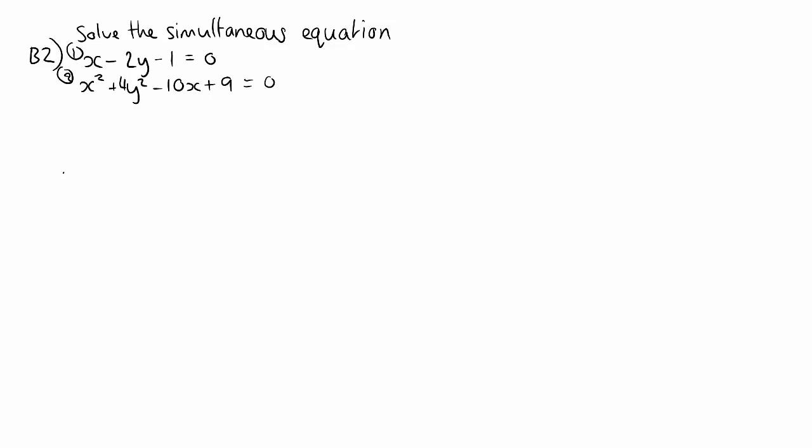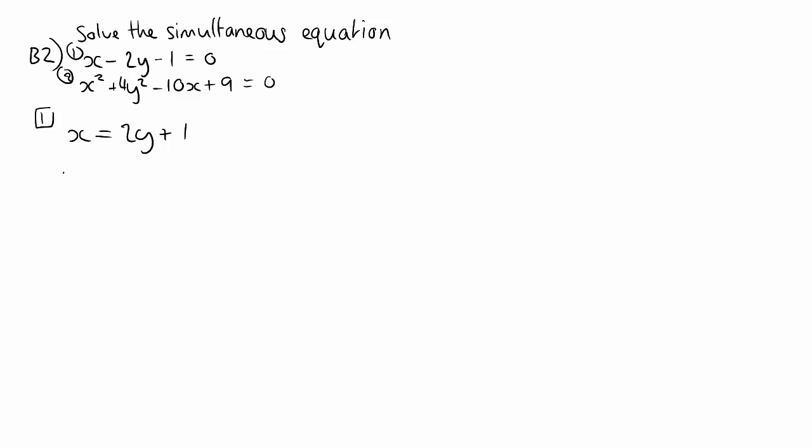Okay, so there's two ways to solve this equation. You can either make the first equation x equals, or you can make the first equation y equals. I'm just going to make it x equals because it looks easier. So x equals 2y add 1. Brilliant.